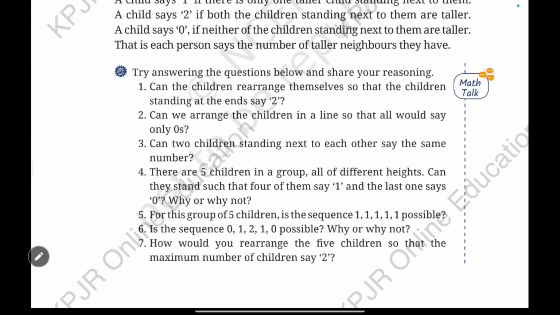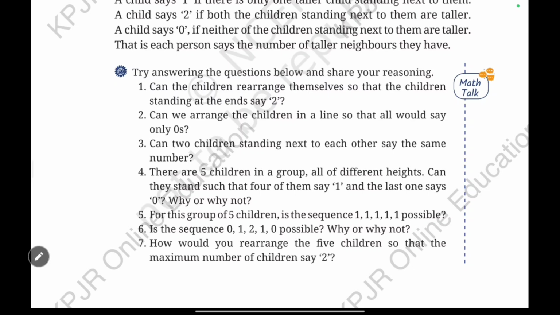So there are five children in the group, all of different heights. Can they stand such that four of them say one and the last one says zero? Why or why not? If you put the children such that their heights are in order, this will be possible. For example, if we arrange the five children in order of height from tallest to shortest, you will get this result. If you arrange like that, you will get the answer.